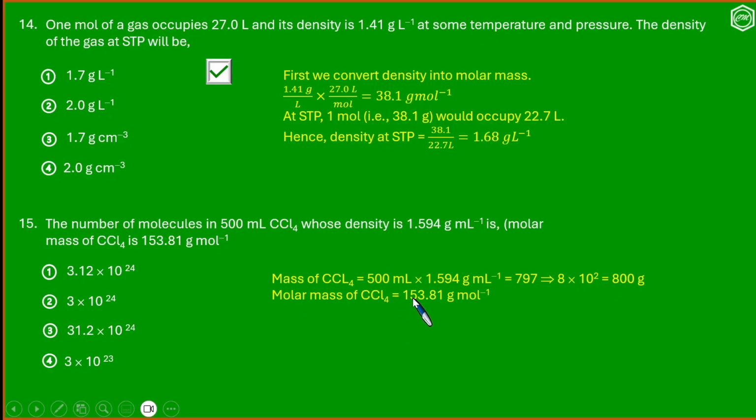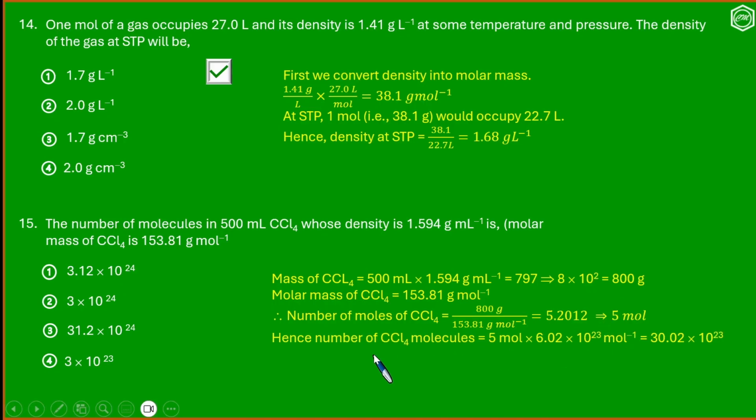Molar mass of CCl4 is given, 153.81 gram per mole. Therefore, the number of moles of CCl4 is 800 by 153.81 gram per mole, that is 5 mole, corrected to the required number of significant figures. Hence, the number of CCl4 molecules is 5 into Avogadro constant, that is 30.02 into 10 raised to 23, 3 into 10 raised to 24 molecules. So option 2 is the correct answer.